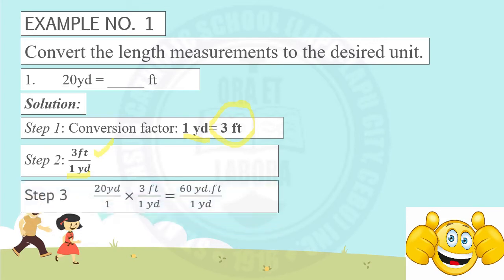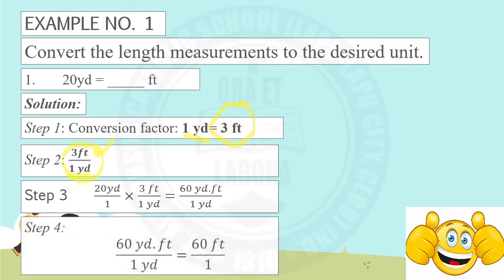So the result will be feet. Step 3. 20 yards over 1 times 3 feet over 1 yard is equal to 20 yards times 3 feet is equal to 60 yard feet. 1 times 1 yard is equal to 1 yard. Then we will do the cancellation method, or the cancellation of units. So we'll cancel out yard and yard. And the remaining is feet, and that is what we are looking for. Feet.